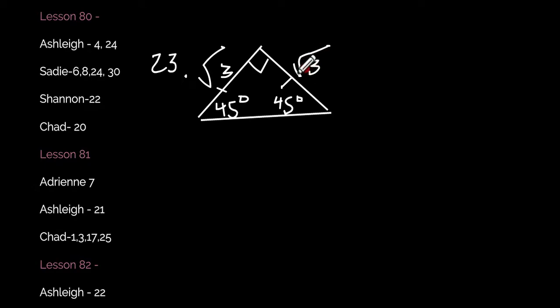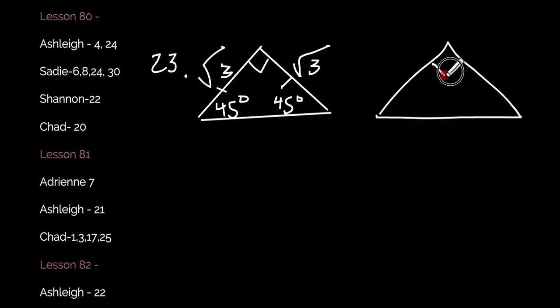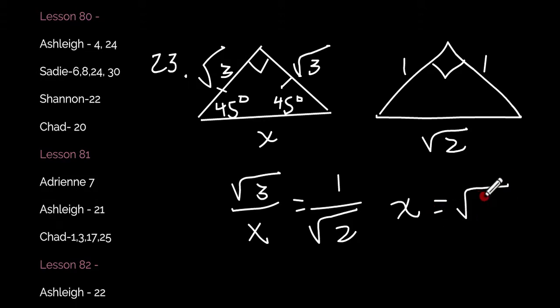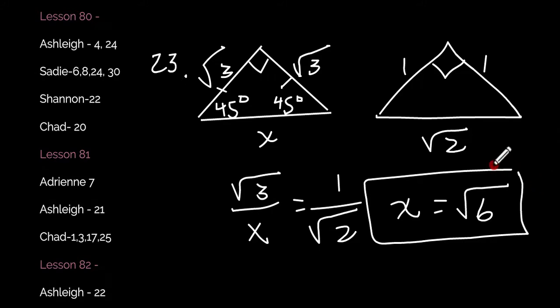This is the square root of 3. You could use the Pythagorean theorem, or you can use what they said: make a similar triangle where the sides are 1, 1, square root of 2, and then do a ratio. So you do the square root of 3 over x equals 1 over the square root of 2. You cross multiply and you get x equals the square root of 6. Or you could have done the Pythagorean theorem because it's a right triangle.